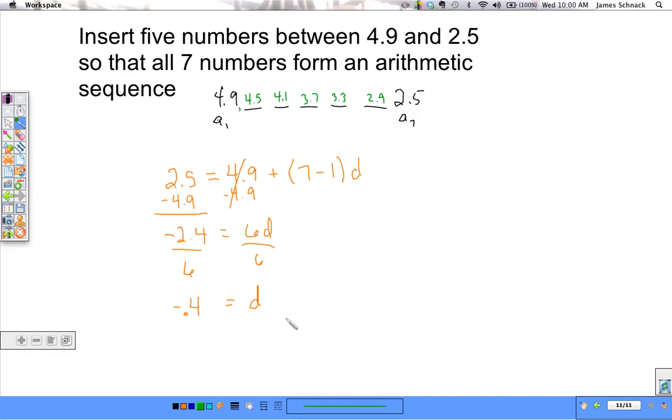There are a lot of different ways that you can use this general rule for an arithmetic sequence. But note, in all of these problems, we did use that rule. Seeing the word arithmetic in a problem should tell you that you're probably going to be using the arithmetic rule.